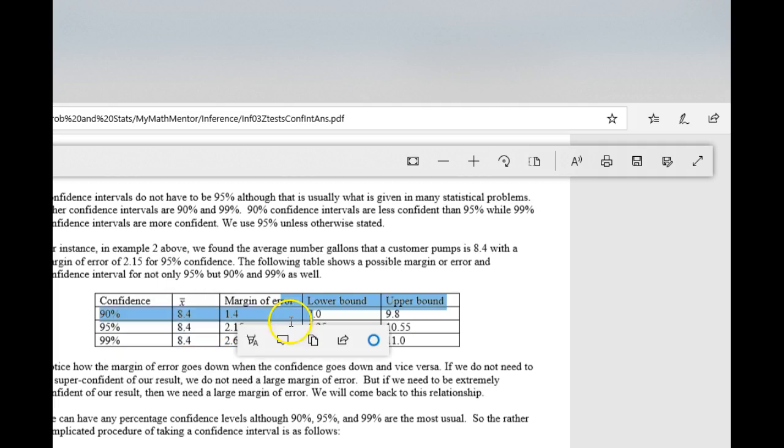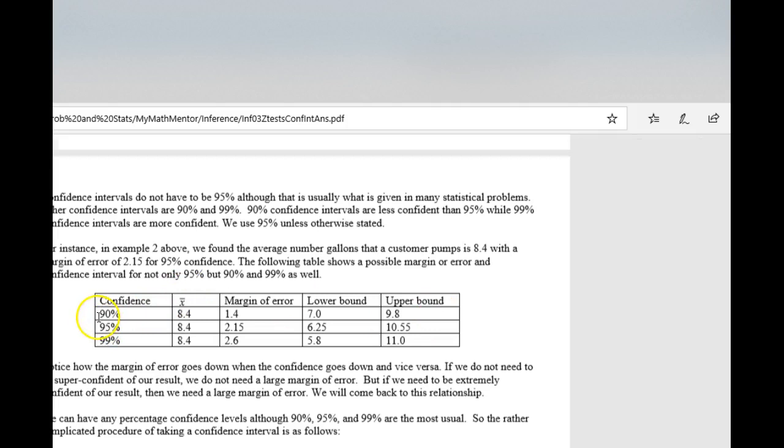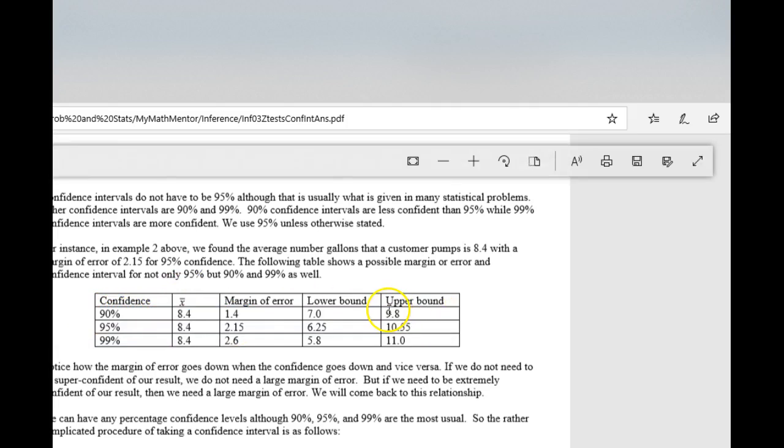So just notice the pattern here, that as my confidence level increases from 90 to 95 to 99, our interval increases in size. And it makes sense, because we are less confident of a smaller target. We're saying 90% of the time the true parameter of gallons of gasoline will be between 7 gallons and 9.8. You see how the margin increases in size with the increased confidence.